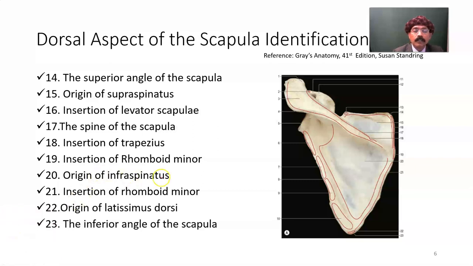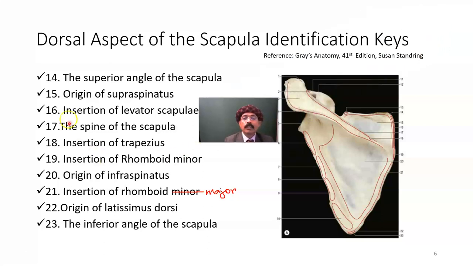Okay, so the origin of infraspinatus is here, we make it correct. So this is the origin of infraspinatus. This is the insertion of number 19, rhomboid minor, and the insertion of the rhomboid major here. This is the insertion of levator scapulae. So this is from Gray's Anatomy, and we have to check everything from Gray's Anatomy. Everything must be correct, every key is important to us.